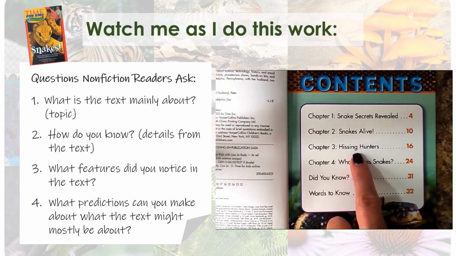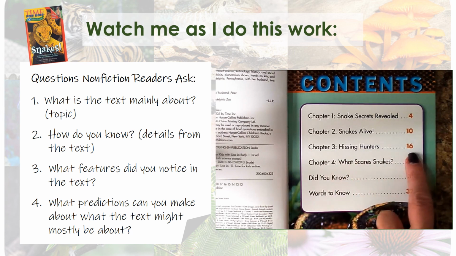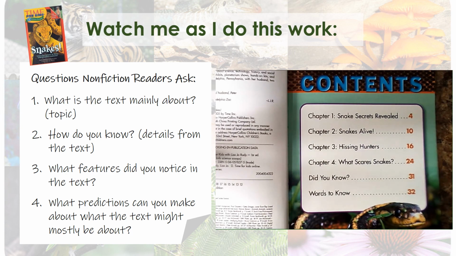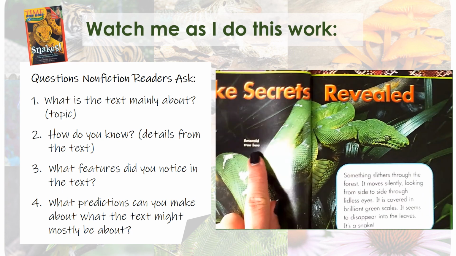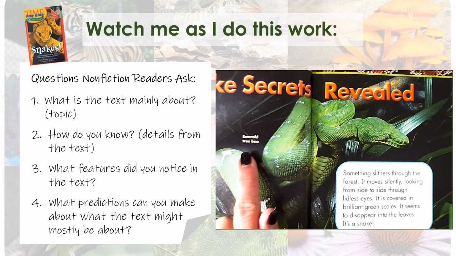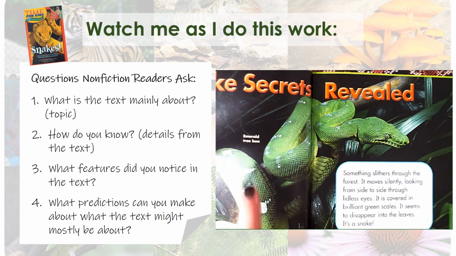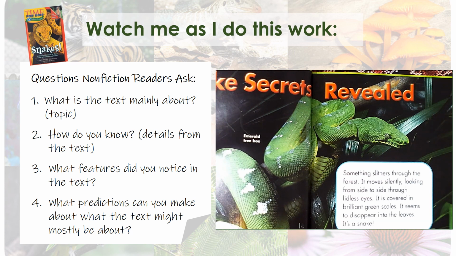Say I want to read chapter 3, Hissing Hunters. All I would need to do is turn to page 16. That's an important feature. If I flip through a few more pages, I see more photographs. This is good. Here's a caption. I know it's a little blurry, but it says Emerald Tree Boa.